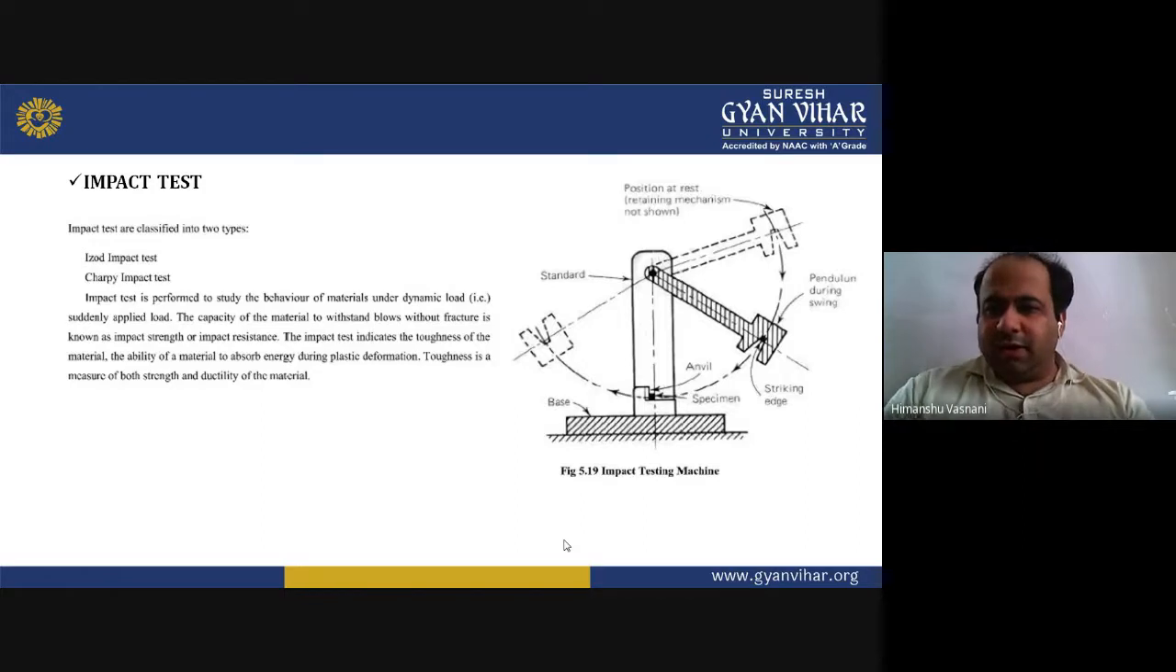On the bottom side, you can see there is an anvil and a specimen kept there. You can see the motion shown with the arrows: first the position at rest, then the pendulum during swing, and then the arrow passing through the specimen and on to the base. Here the impact is made and we are doing this impact test, performed to study the behavior of materials under dynamic load, that is, suddenly applied load.